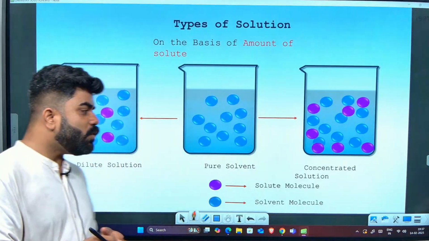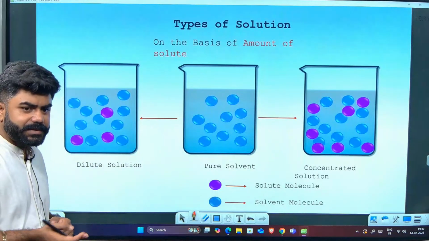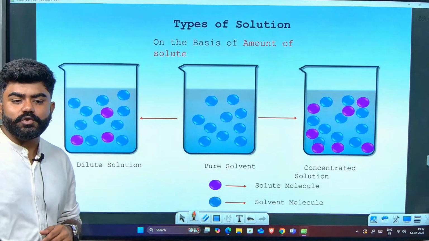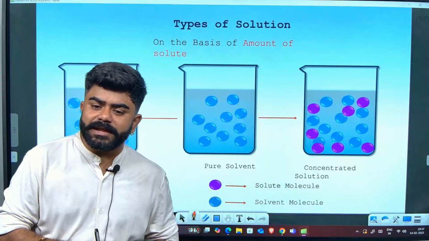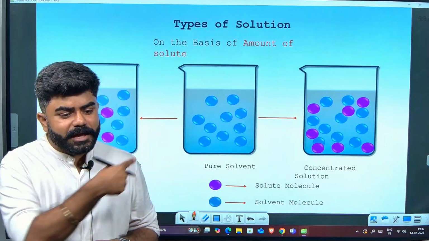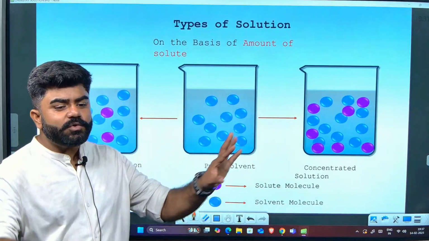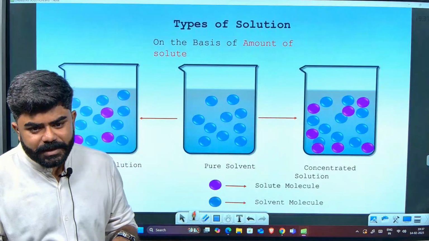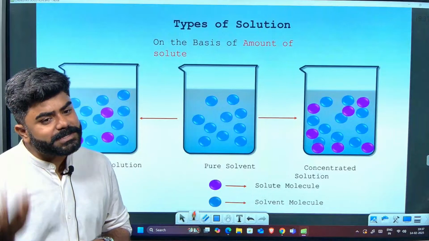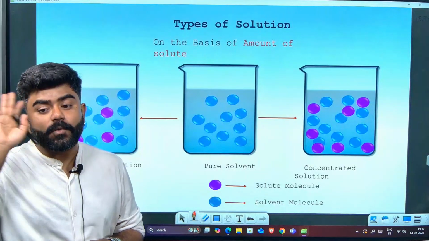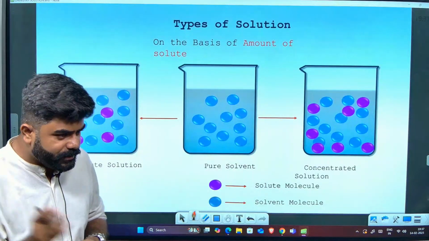Next we go to quantitative classification. That I will tell you. There we will come to concentration terms. Because quantitative classification means you have to say how much. In qualitative, we just said dilute or concentrated and finished. Nobody is going to ask how much dilute, how much concentrated. Because once you ask how much, it comes under what? Quantitative. You're getting my point?